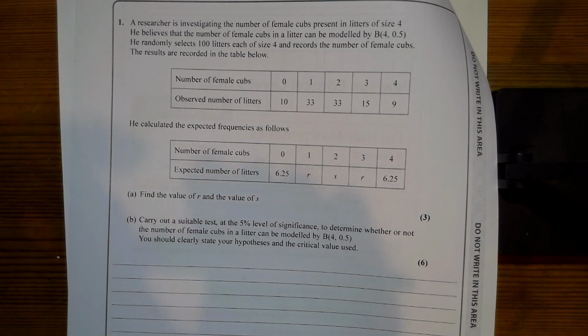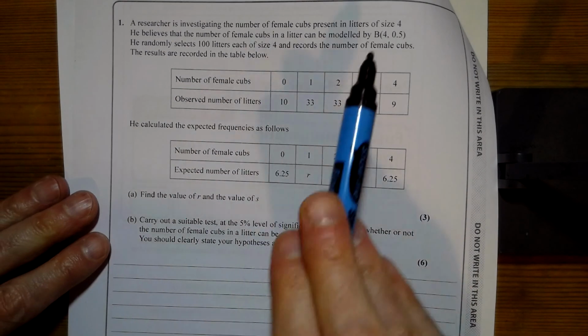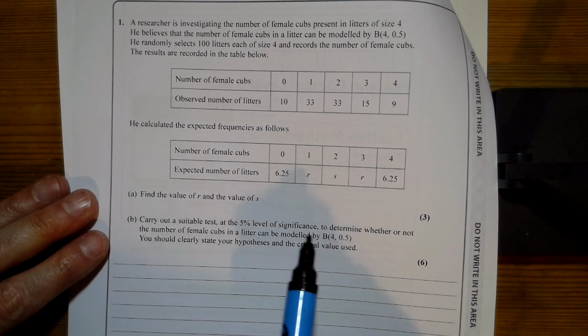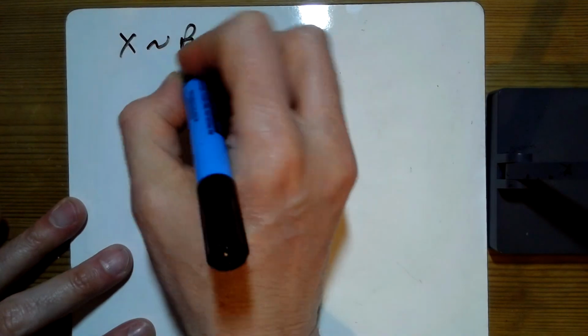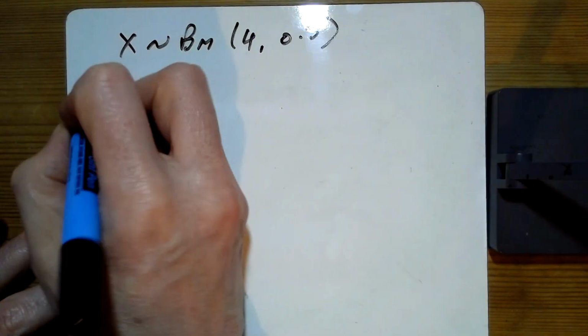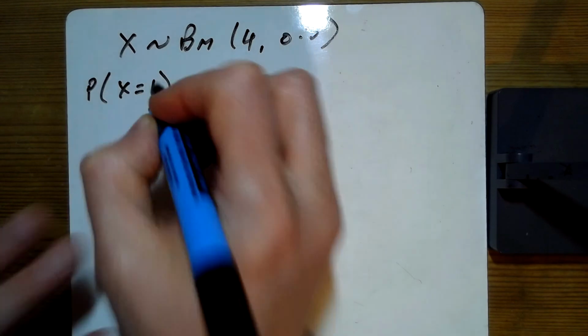So for question 1, we've got our goodness of fit test to do. We're looking at a binomial 4 and 0.5. We're going to have to find out some expected ones first. So let's write that down. We're going to go x is a binomial 4 and 0.5, and we want to know the probability that x is equal to 1.